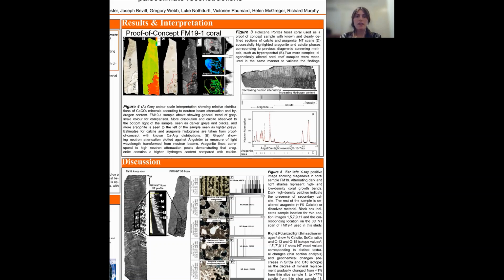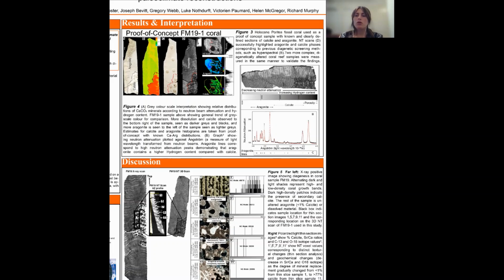So the neutron scans from this study that you see in Figure 3D, this image here, successfully imaged the same aragonite and calcite regions identified in these previous studies, but with the added benefit of being able to display the 2 mineral phases, calcite and aragonite, in high resolution 3D without the need to destroy or alter the original sample.